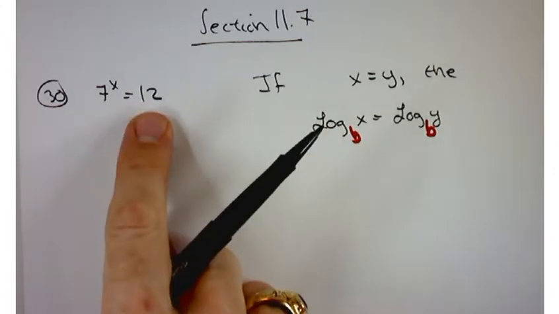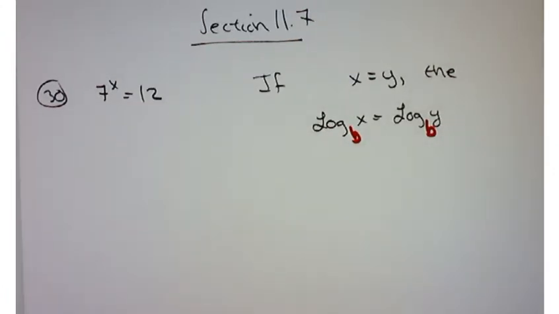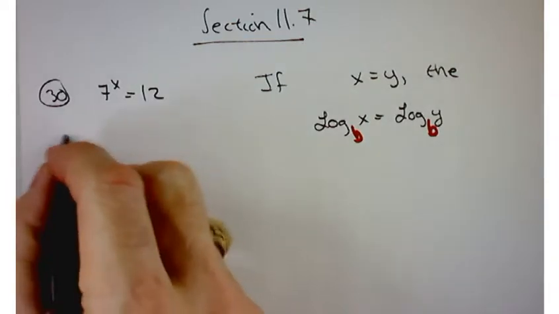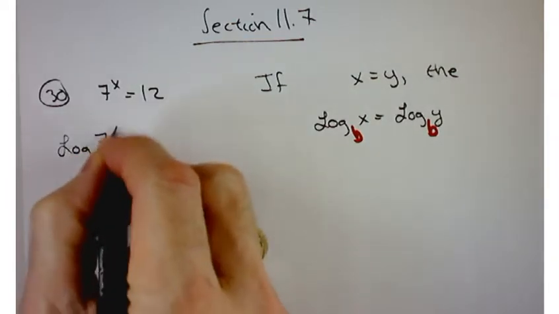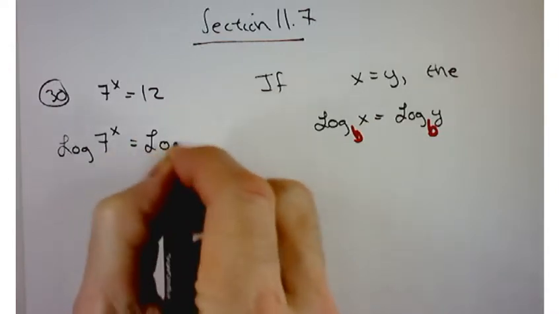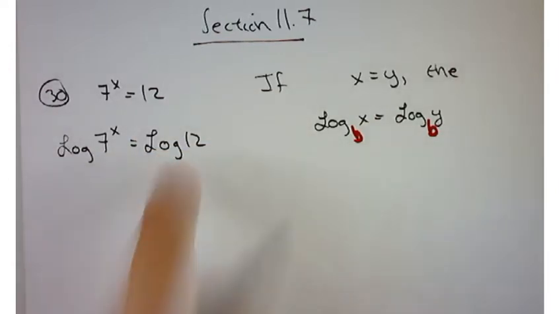Well, we have two things that are equal. So let's take the log on both sides and see what happens. So if I take the log of 7 to the x, that should equal the log of 12. Well, now that looks even messier, right? It's like, well, ugh, yuck. But that actually does help us out.